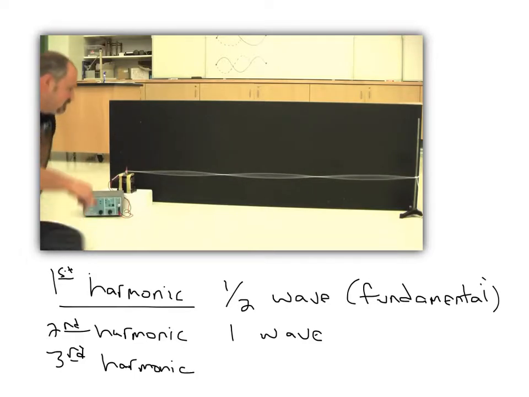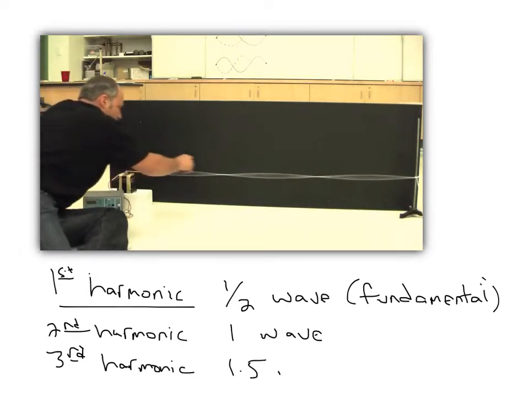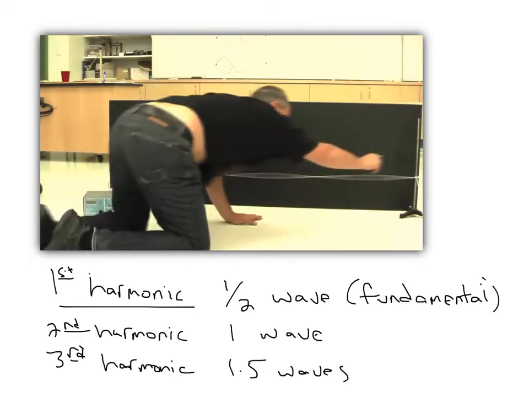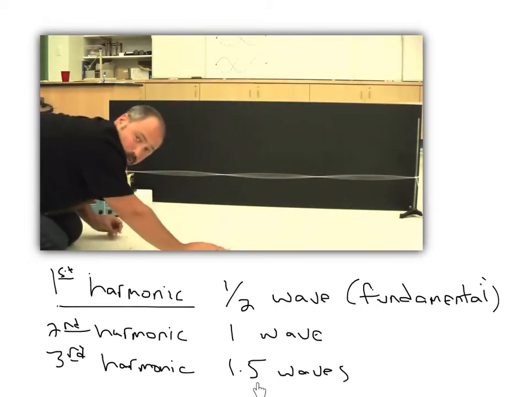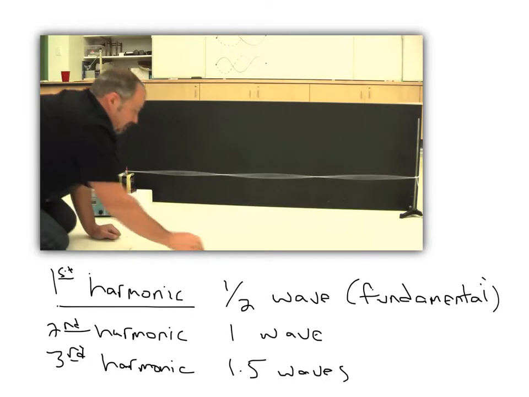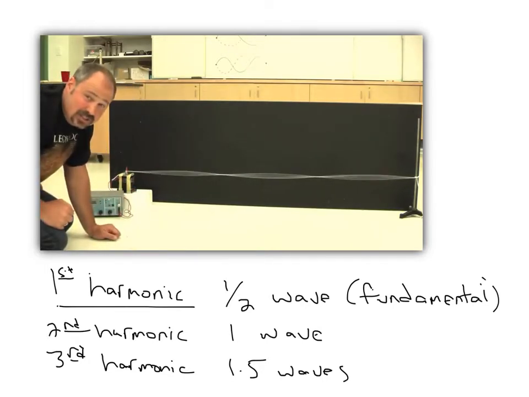How many wavelengths is this? Well, it's 1 1/2 wavelengths. And it's easier to see in high speed. So looking at the third harmonic, it's pretty easy to see there's 1 1/2 waves. From here to here is a complete wave. This is half of a wave and another half. So this is one wave, and then this is another 1/2.